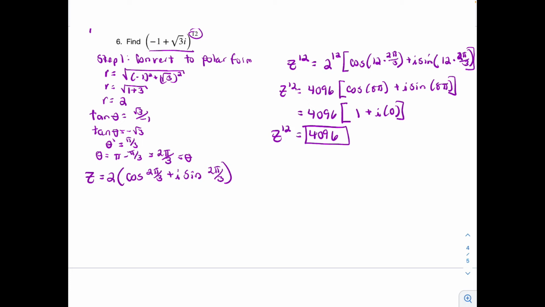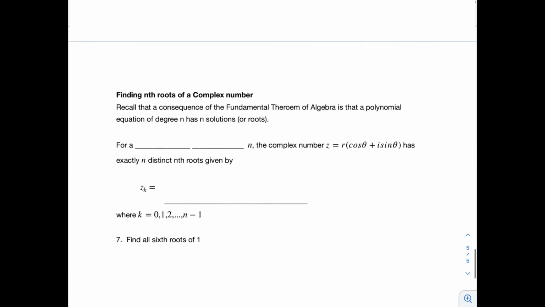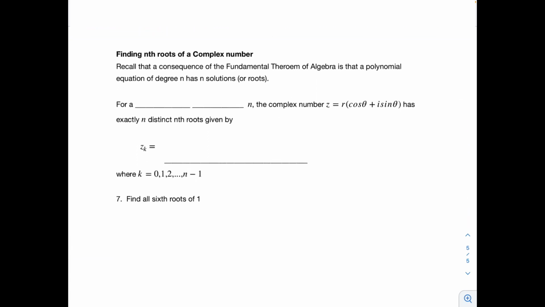Now I raised something to the nth power, so now let's go in the opposite direction. What if I want to find the nth root of something? These nth roots can also be thought of as the roots of a polynomial, kind of that relationship. Now remember, we've learned previously in college algebra the fundamental theorem of algebra, that a polynomial equation of degree n has n roots. So for a positive integer n, a complex number z equals r cosine theta plus i sine theta has exactly n distinct nth roots.